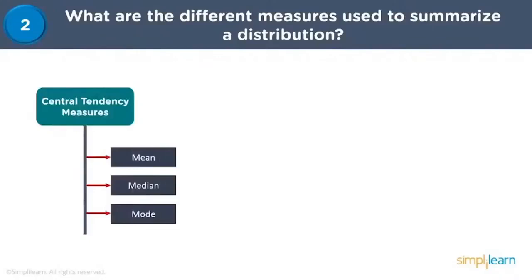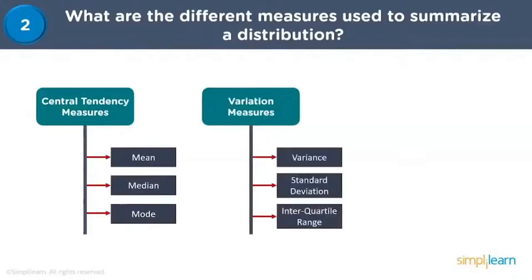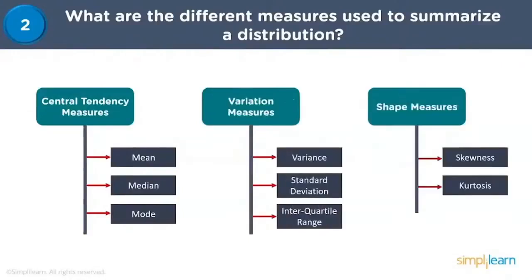Now, to get more idea about the data and summarize a distribution, you can use three types of statistical measures. The first we have central tendency measures, then we have variation measures, and finally we have shape measures. Now under central tendency measures we have mean, median, and mode. Now the mean is the most frequently used measure of central tendency in a data set.